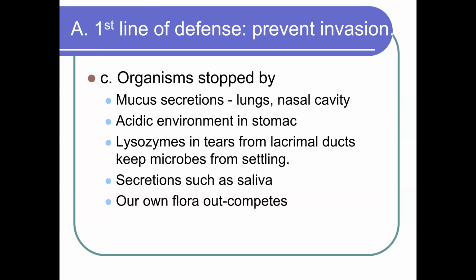We have secretions in our saliva, and we have our own flora which outcompetes the pathogenic flora, because there's only a certain amount of food supply. If your own flora represents 99% of the consumption of whatever food supply is there for the intestinal flora, it's hard for a bacterial flora to establish a foothold because there's not enough food. It's sort of like herd immunity.